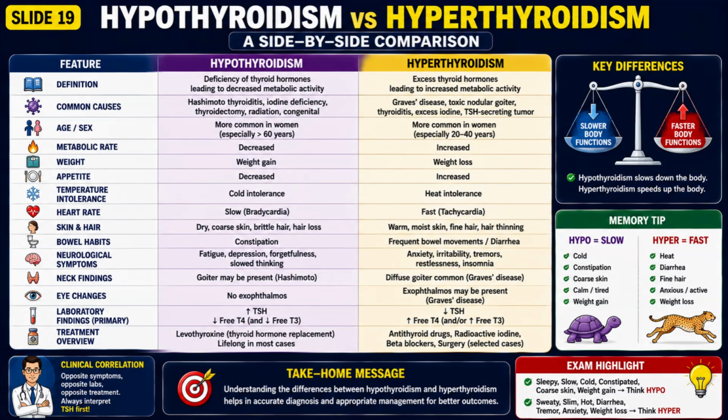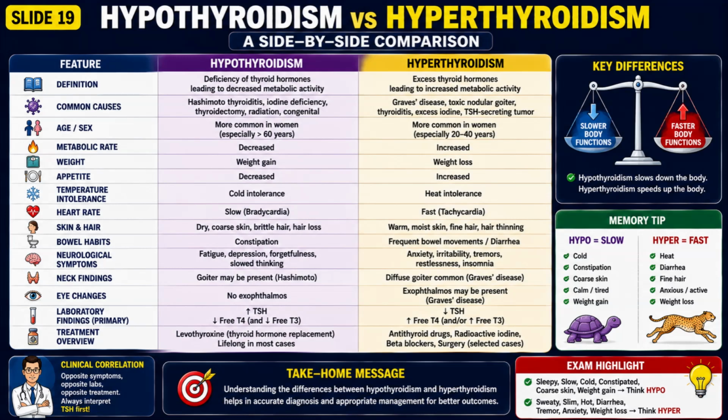In contrast, hypothyroidism occurs when insufficient thyroid hormones are produced, leading to a decreased metabolic rate. Patients with hypothyroidism commonly experience fatigue, weight gain, cold intolerance, constipation, dry skin, and a slow heart rate. Since metabolism is reduced, most body functions tend to slow down.